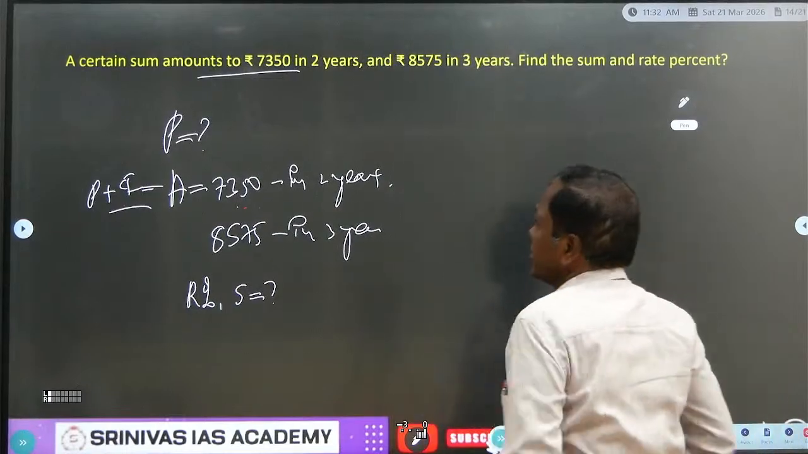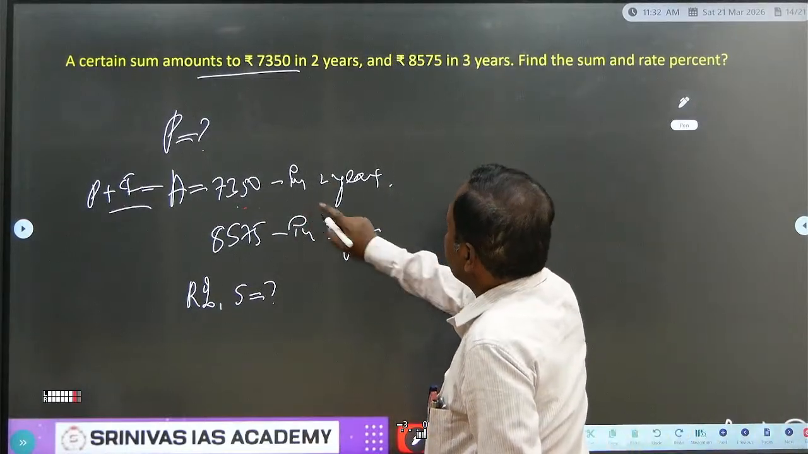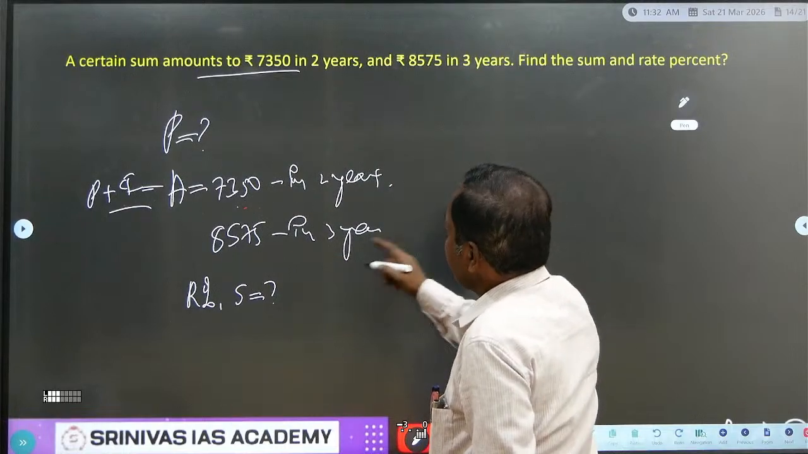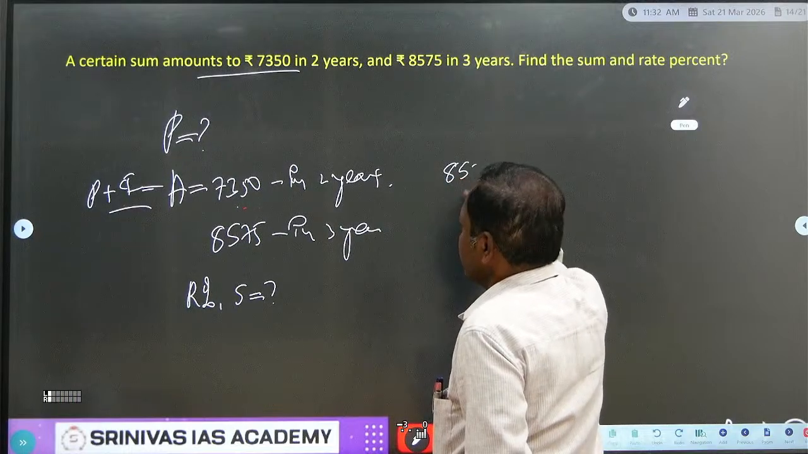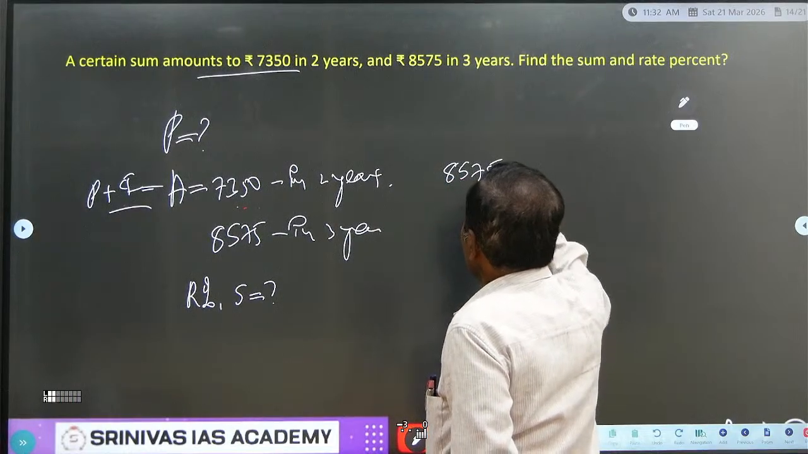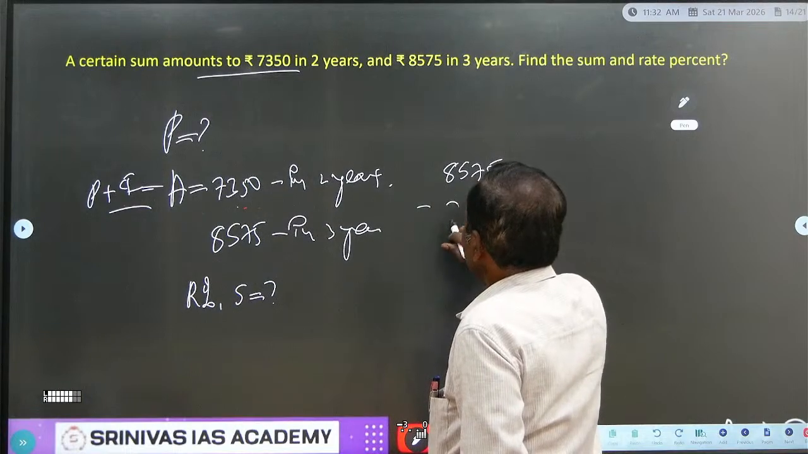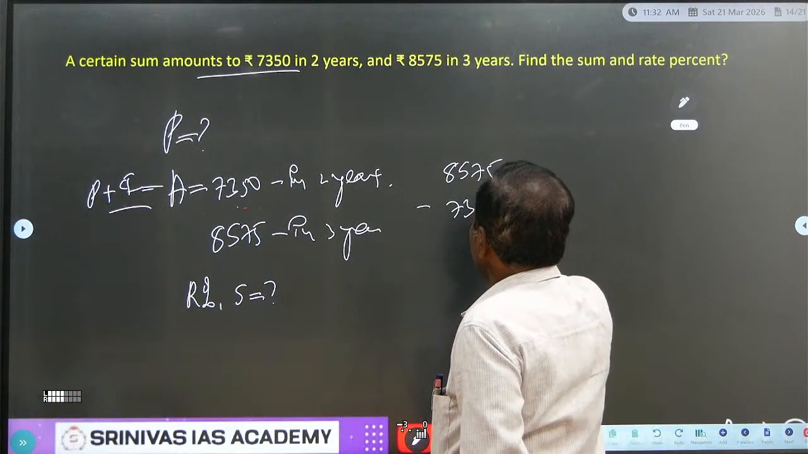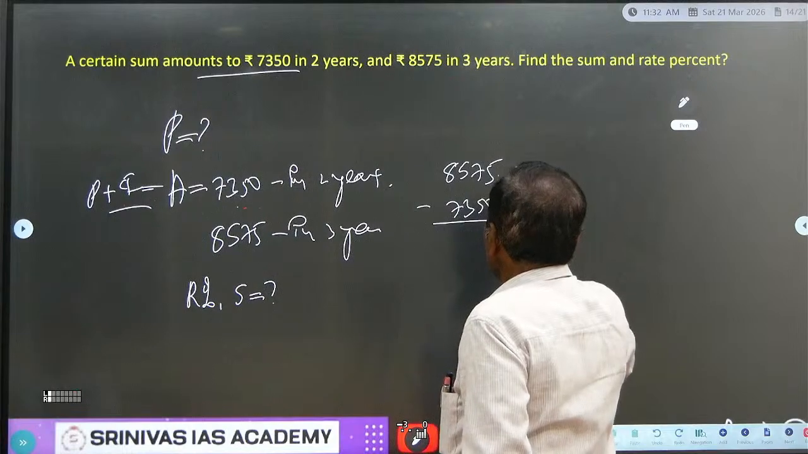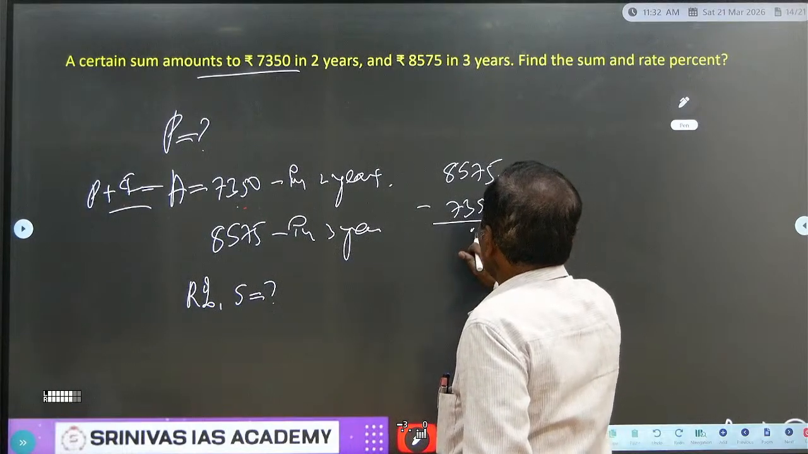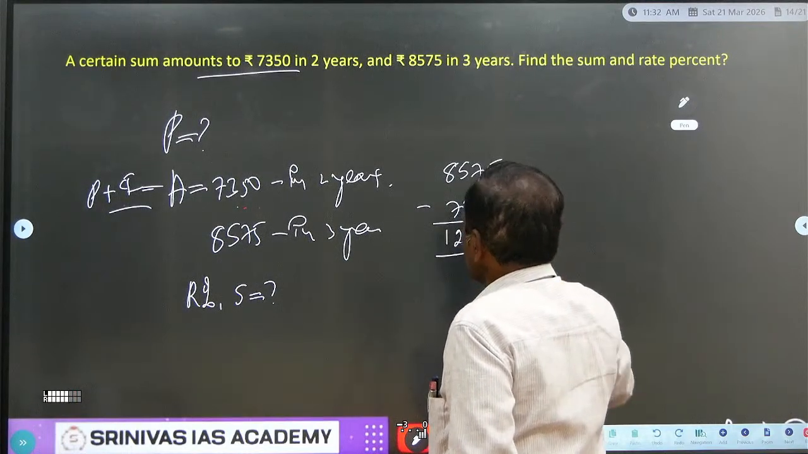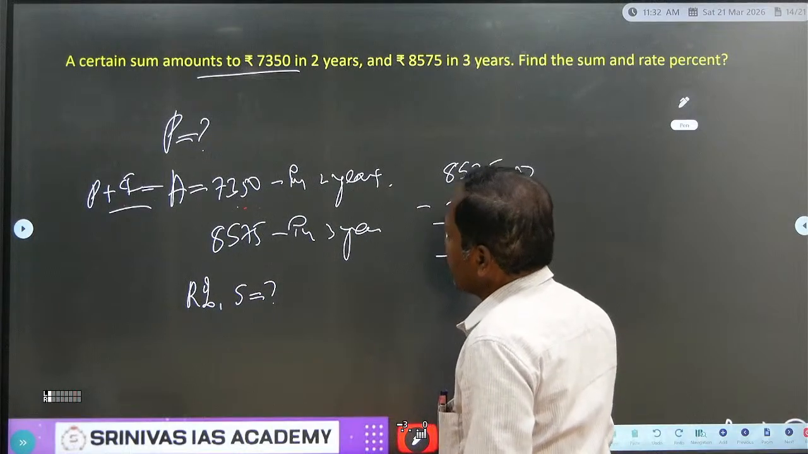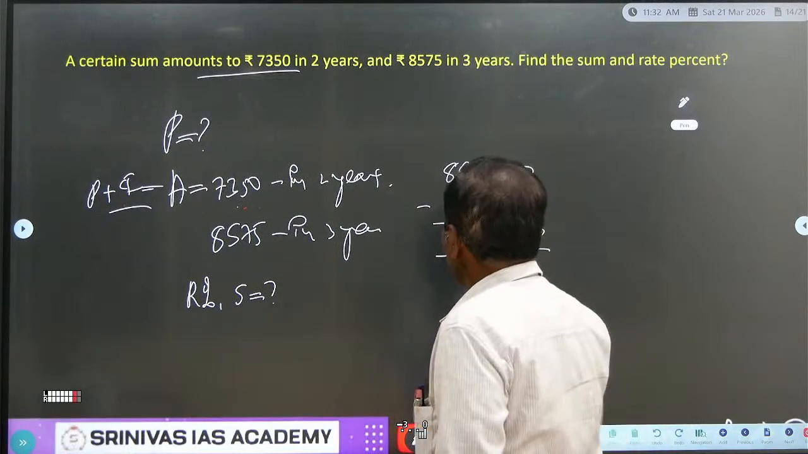Check the subtraction. 7,350 in 2 years, 8,575 in 3 years. What is the difference between these two? 8,575 minus 7,350 is 1,225. Okay? Then how do we calculate it? 1,225.